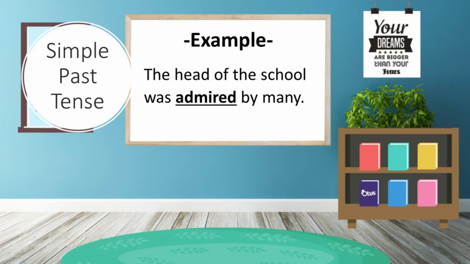There are also cases in a sentence where we don't see any time signal. In this example, the head of the school was admired by many. Probably the head of the school in this example might have done great deeds. That is why he or she is being admired by many. The word admired is in its past form. But remember, there are also some clues that tell us the verb is in the past form. In this scenario, we have the linking verb was, and was is in its past form.